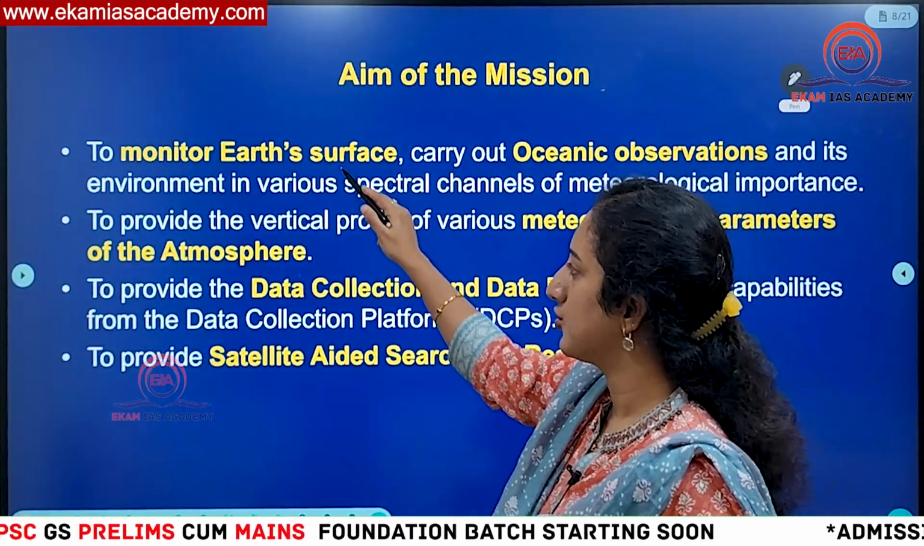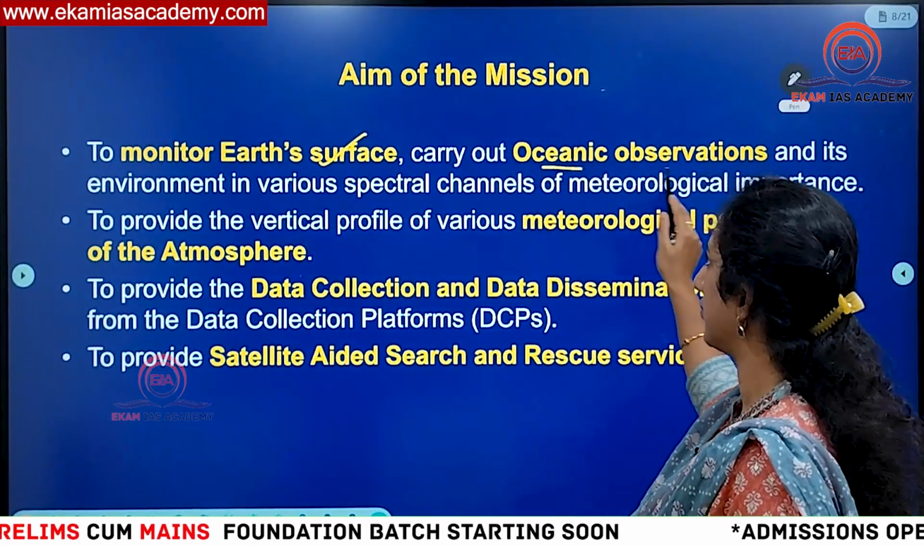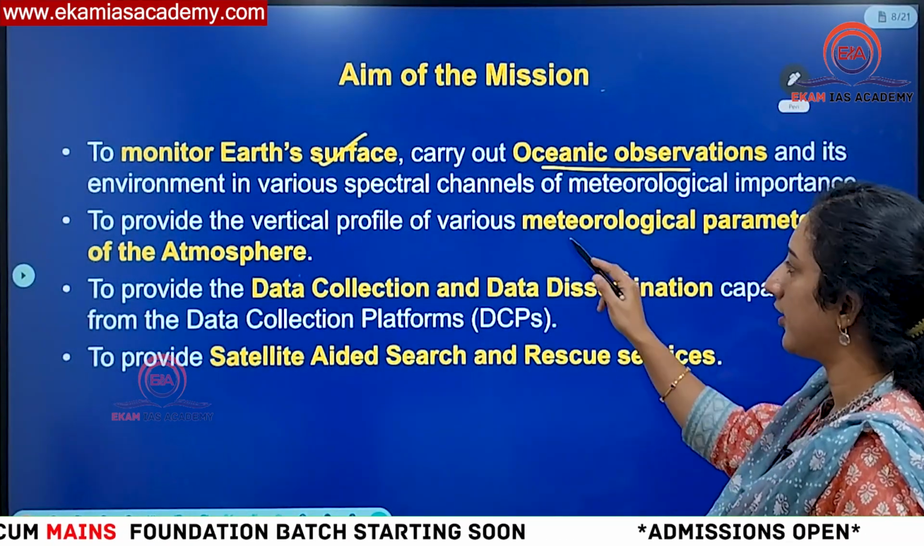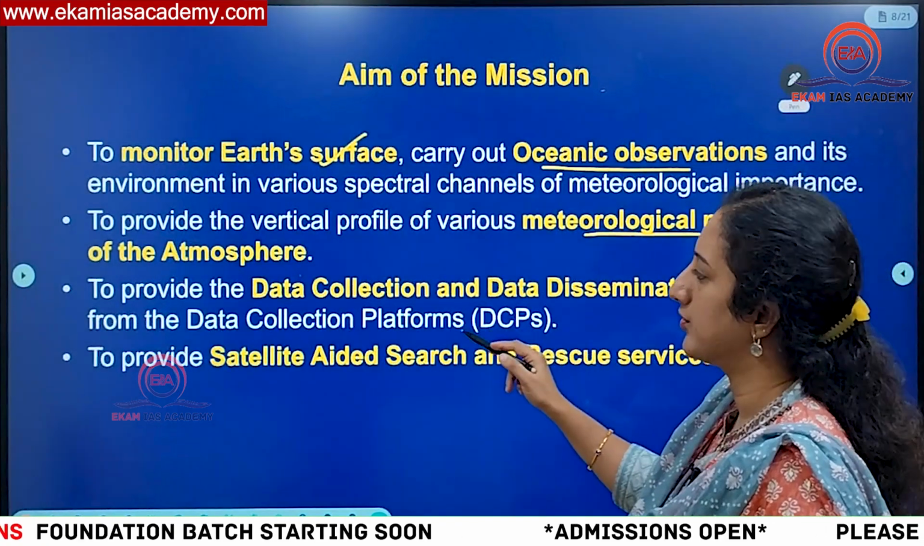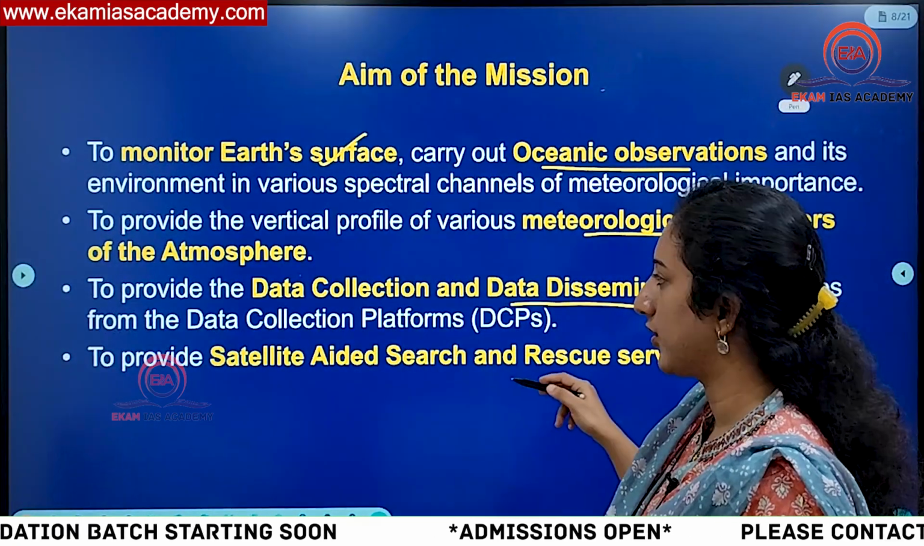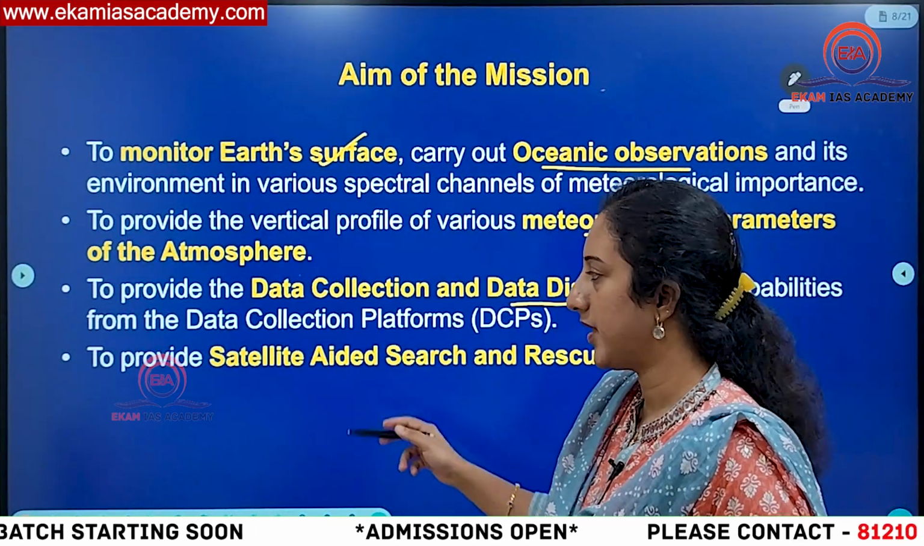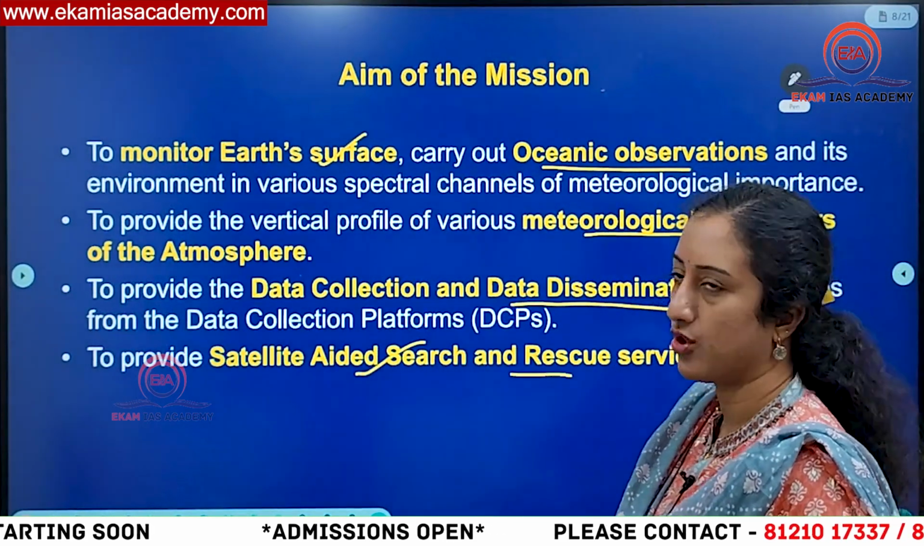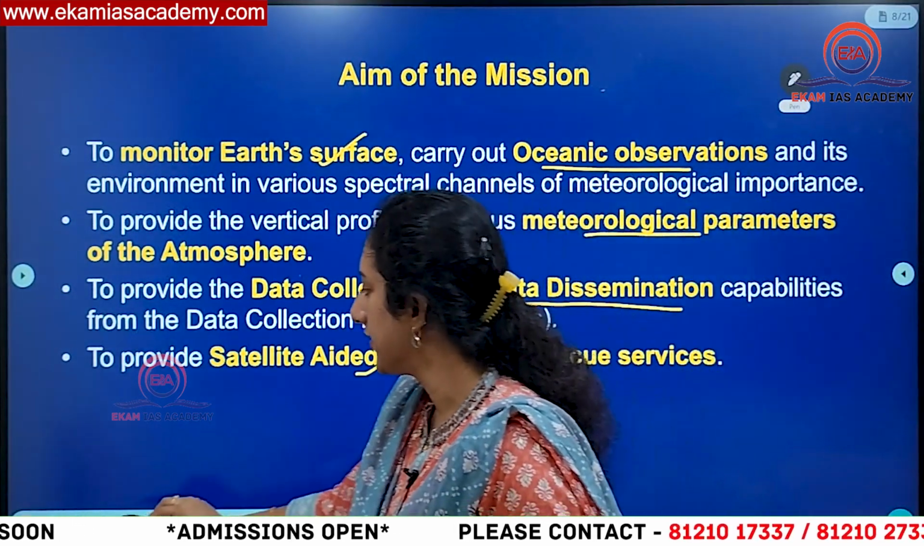What is the aim of the mission? To monitor Earth's surface and also for our oceanic related observations, and also with respect to meteorological data. We are also collecting some data with respect to disaster management, and search and rescue related operations. We are collecting some basic data.